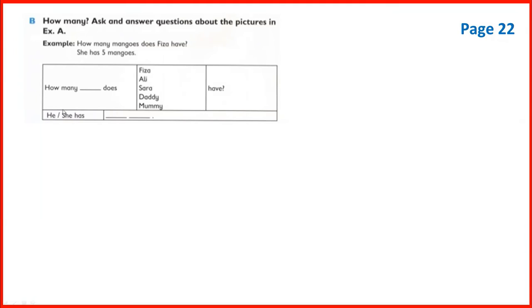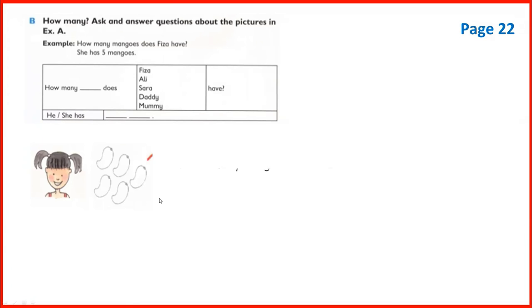Okay. Example. How many mangoes does Fiza have? She has 5 mangoes. Students, here you have to make the questions and then you have to reply. Then you have to give answers. Okay. Now number 1. How many mangoes does Fiza have? Look at this picture.